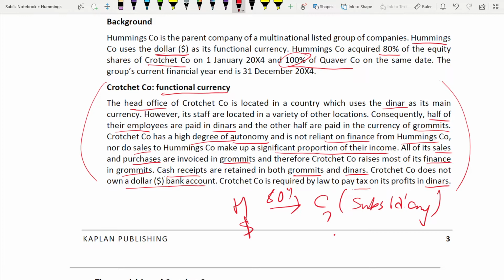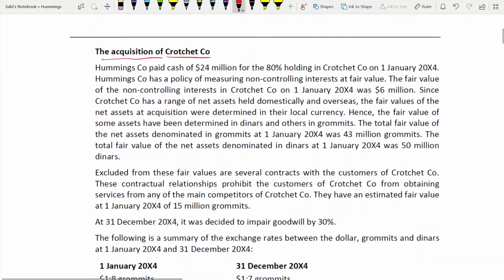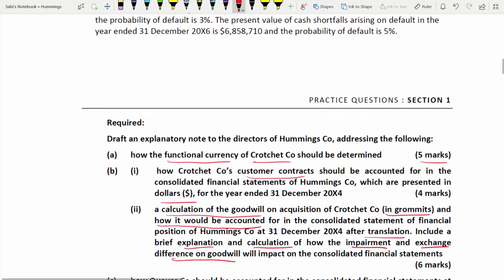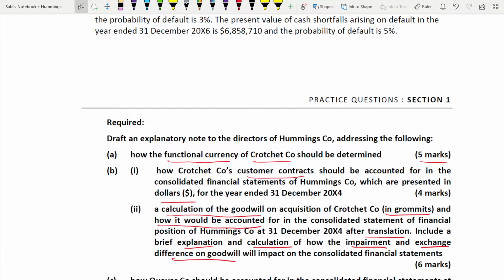So looking at this, the requirement is for 5 marks. Remember, at the end, you have to give a conclusion. Whether dinar, whether dollar, whether grommet. Out of these three, what is the functional currency of Crochet and why? You cannot just leave it like this. You have to select one, and based on that all your calculations will get affected.